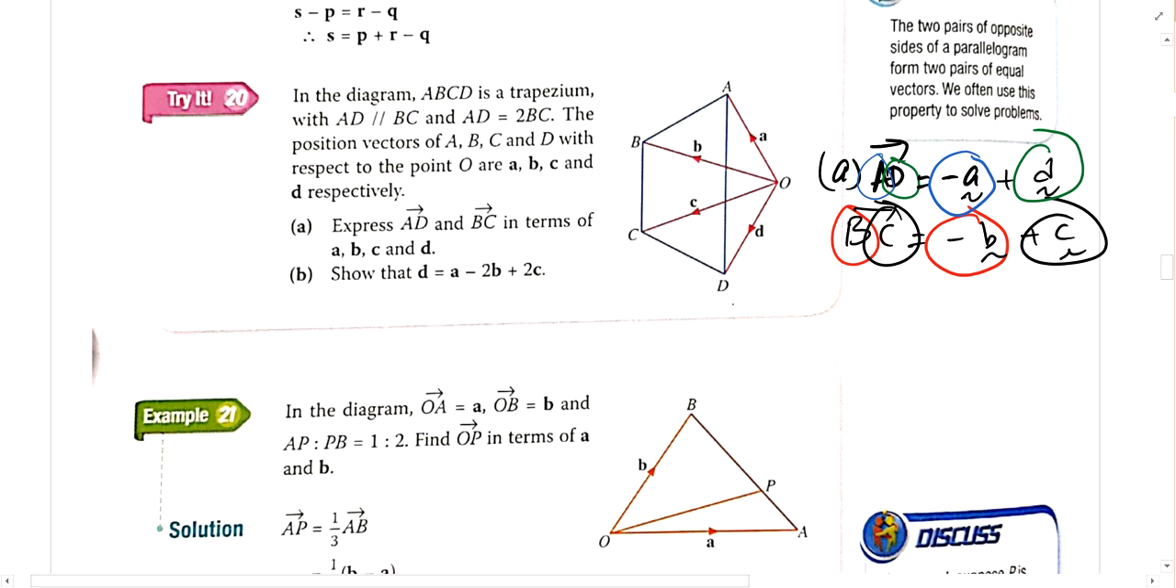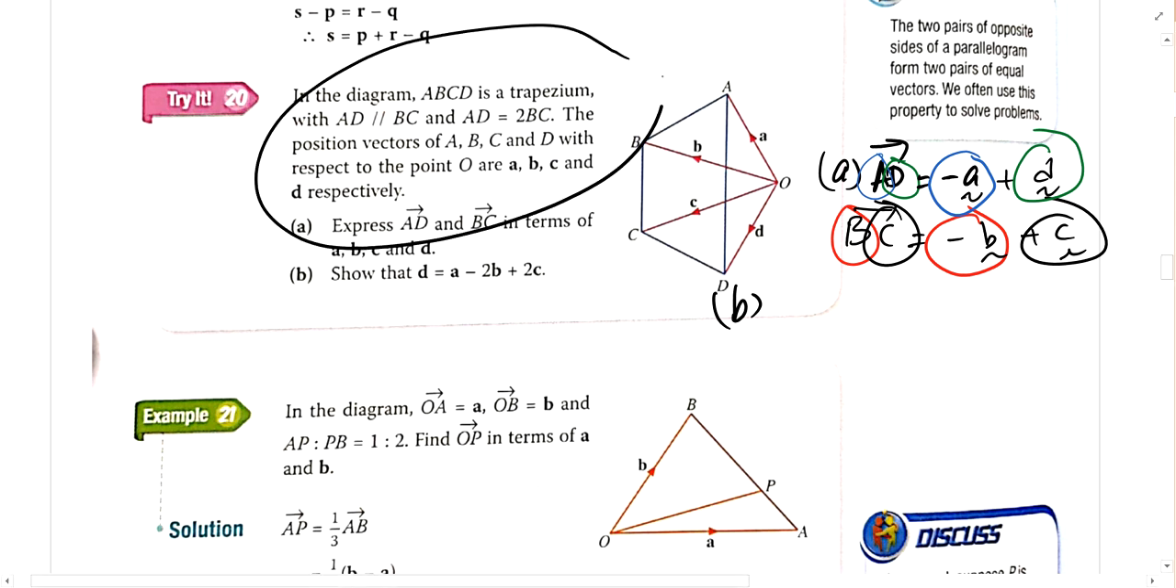Next, part B. Show that vector D equals A minus 2B plus 2C. Is there any information in the question that we haven't used yet? Okay, which phrase is that? AD equals 2BC. That's the clue. In maths, we don't like to give you extra information. Almost every piece of information will be used. So how do we apply that to get our answer for part B?